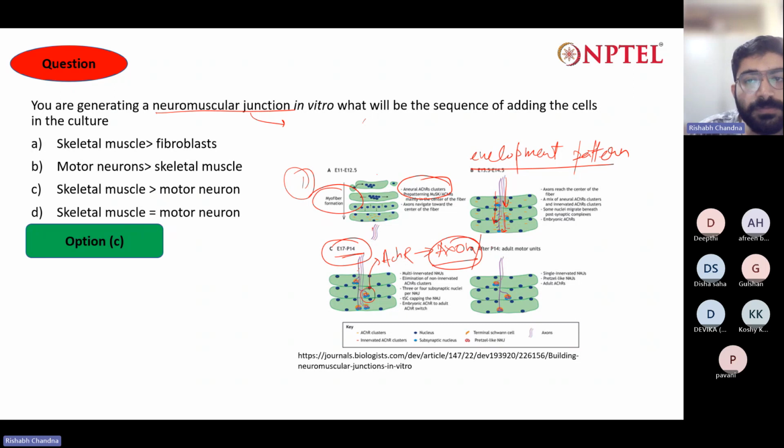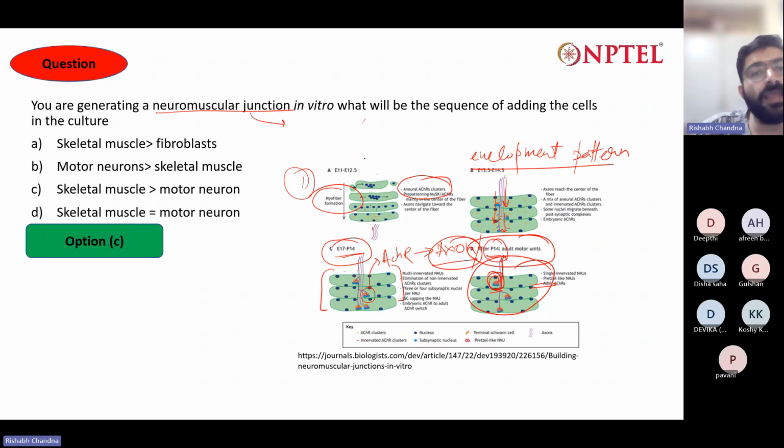Now, after birth, in the adult motor unit, we can see different motor neurons connected with the acetylcholine receptor in the muscle. So after birth, at P14, we see distinct neuromuscular junctions, but before that, multiple axons are connected to the muscle at the same point of time. Okay, so here we see distinct neuromuscular junctions. So this is the pathway that is followed in the development pattern of neuromuscular junctions.